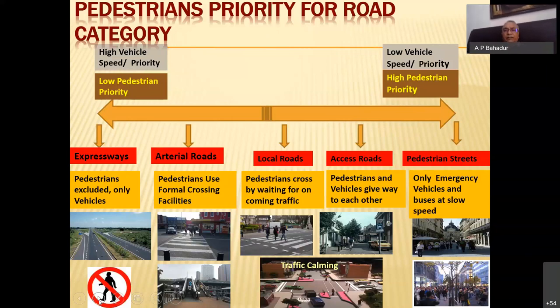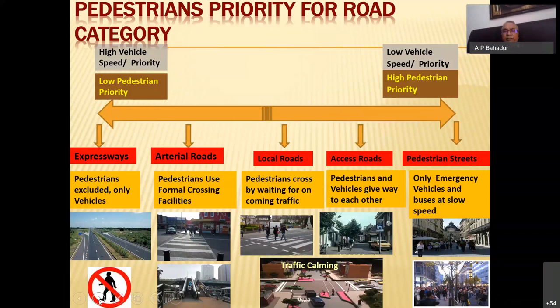Then if it's a local road and access road, then it could be a sort of shared space concept. And in developed countries, on access roads especially, which are passing through residential areas, the people living there and children playing have preference. In a country like Holland, and this has been adopted in many other countries, what they call is a Woonerf. That means this is my backyard, so I have the priority rather than the movement of vehicles. And how can we do that?